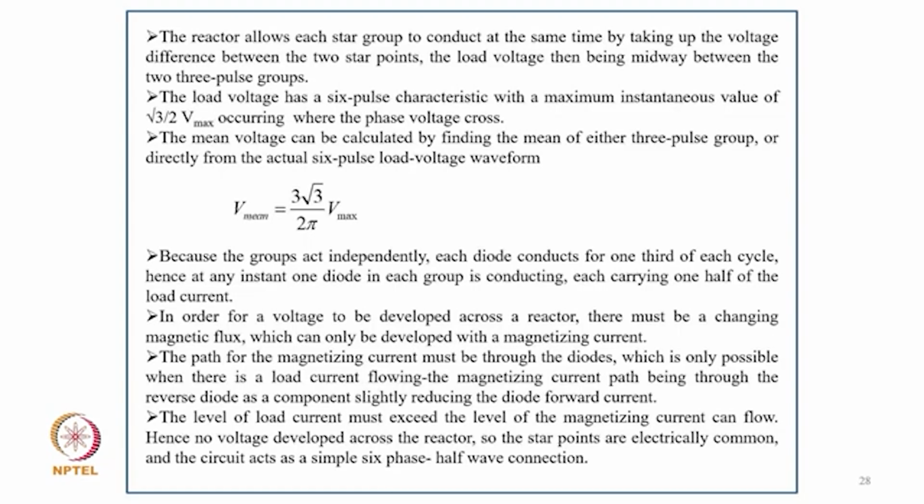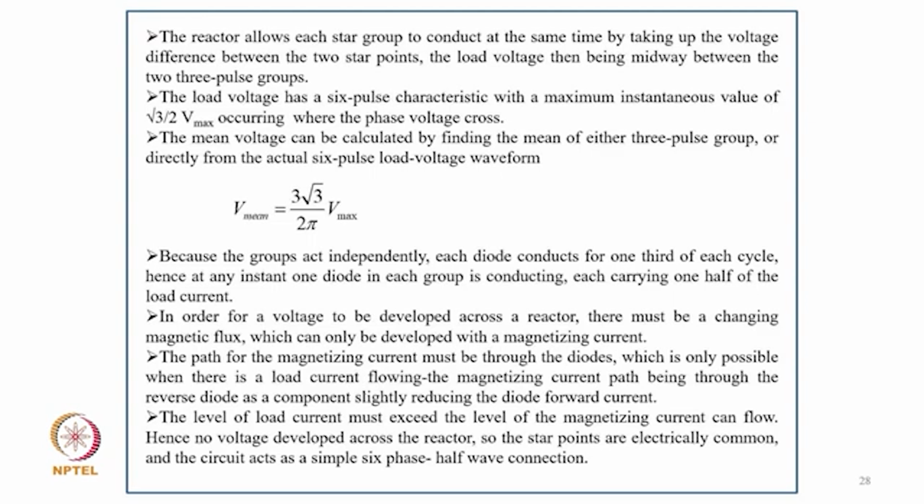The load voltage is then midway between the 2 pulse groups, and the load voltage has a 6 pulse characteristic with maximum instantaneous value of root 3 by 2 Vmax occurring where the phase voltages cross. The mean voltage can be calculated by finding the mean of either 3 pulse group or directly from the actual 6 pulse load voltage waveform. So V mean equals 3 root 3 by 2 pi into Vmax, and because the groups are active independently, each diode conducts for 1/3 of each cycle. Hence, at any instant, one diode in each group is conducting, each carrying 1/2 of the load current.